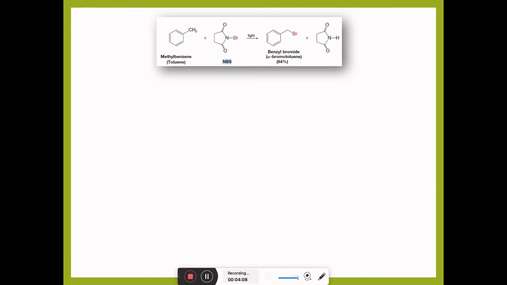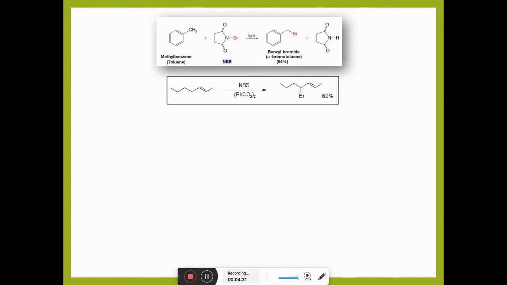Now let's see some of the reactions of this N-bromosuccinimide. When toluene is reacted with NBS in presence of light, it will give bromination at the side chain. This is the allylic position, allylic carbon. So there is a formation of benzyl bromide.